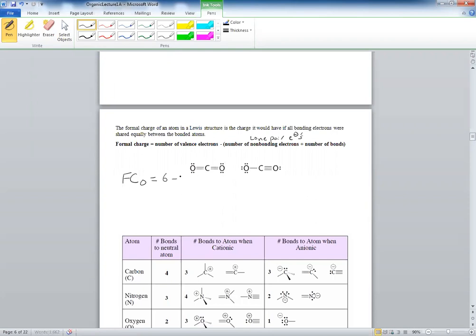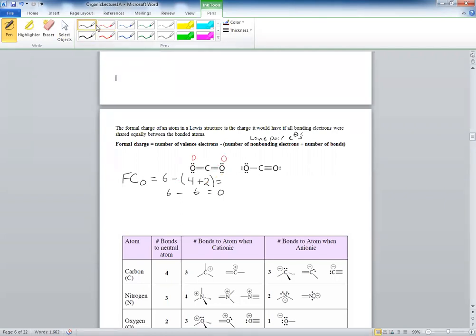Minus. Then you ask yourself, on only one oxygen, how many electrons are in the lone pairs? Well, we have 1, 2, 3, 4. And then how many bonds does it have? 2. So that would be 4 plus 2 is 6. So 6 minus 6 is 0. That's a 0 formal charge, and you put that above it. And this applies to the other oxygen too.